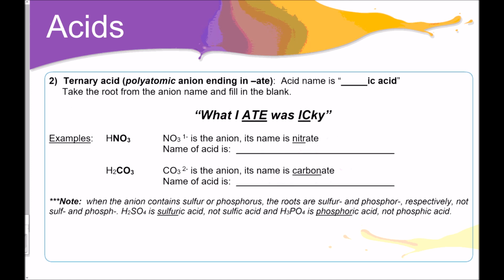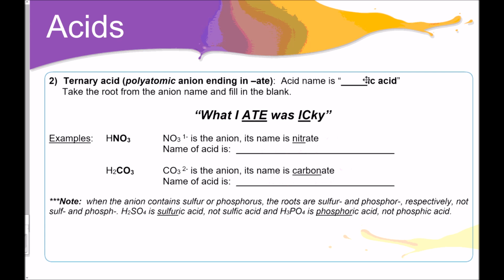All right, rule 2 involves ternary acids, but these polyatomic anions are going to end in ate. So phosphate, for example. So they're going to take the root from the anion name and fill in the blank. So to help you remember that ate turns into ick, we have this little saying, what I ate was icky. I know it's silly, but it's going to help you. I promise. I have all these little silly things, but you will not forget what I ate was icky, and it will change your life.